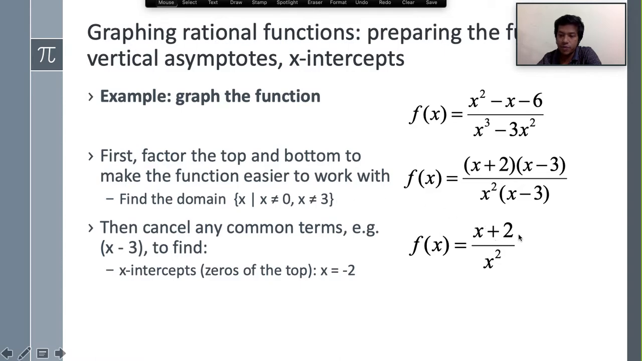And to find out the x-intercept, we look at the numerator. For what value of x does it become 0? If x equals minus 2, because it is plus 2 here, then it becomes 0. That means x equals minus 2 is our x-intercept.